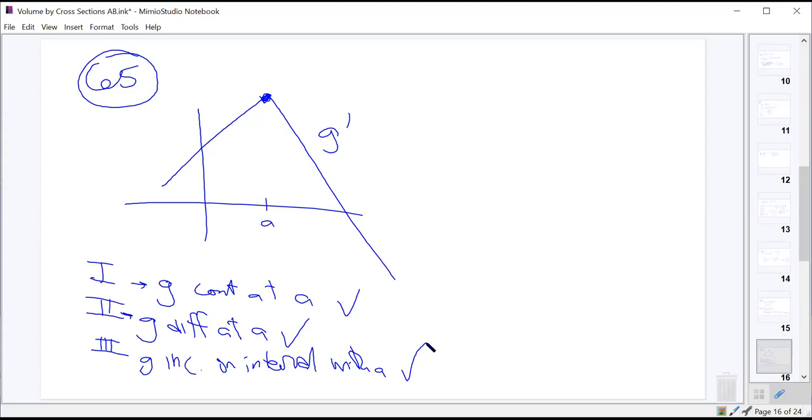So if it wasn't, then you would say 1 would be true, and 2 would not be true, and then 3. I guess they probably wouldn't ask about 3, but 3 would be true because it would be increasing at that point A. Or if number 2 said G prime is differentiable at A, that would not be true because G prime doesn't have a derivative at A because it's a corner. Does that make sense? Cool.